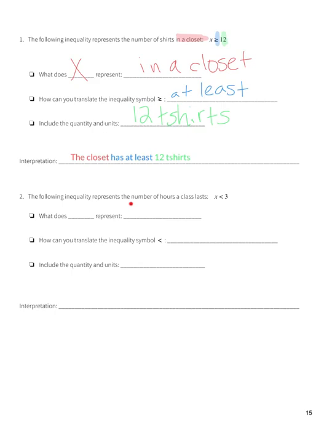The following inequality represents the number of hours a class lasts. So first thing we need to do is think about, what does our variable represent? What does X represent? And X represents the number of hours a class lasts. So how long is that class? That is what this X represents. So we can just say it's how long the class is. It's the hours a class lasts, which is the same thing as the class. How long is that class?